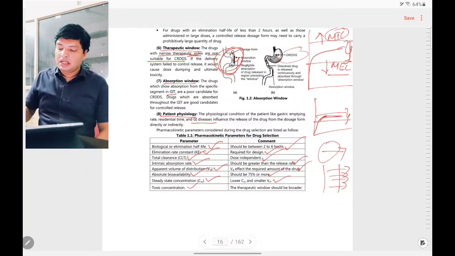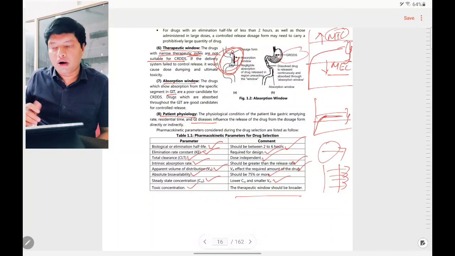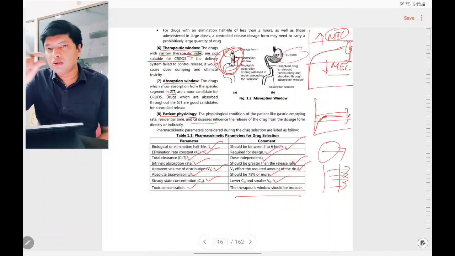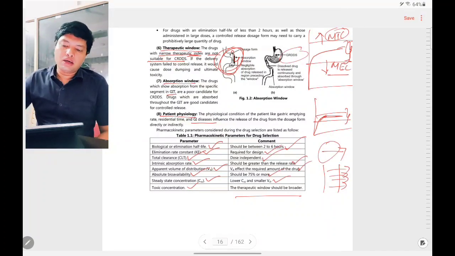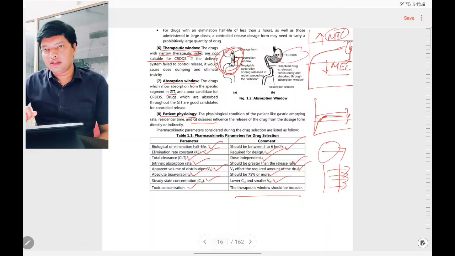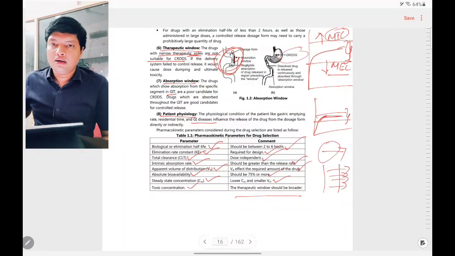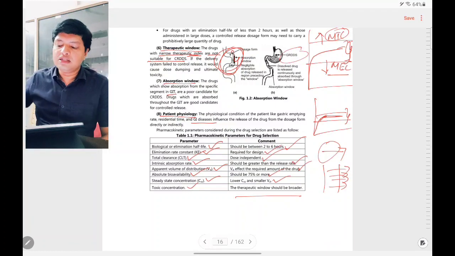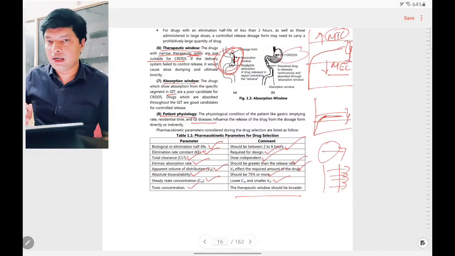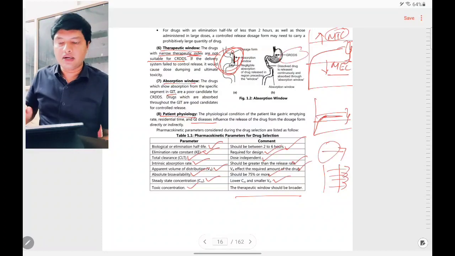Then toxic concentration, therapeutic window should be broader. I just said it, there should be no narrow therapeutic window, the therapeutic window should be broader, then only you can design the drug into controlled drug delivery system. So these are the various factors which are influencing the design of the drug in controlled drug delivery system. I hope you understand.